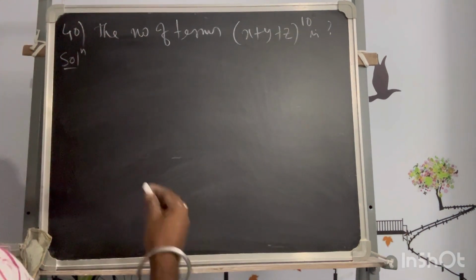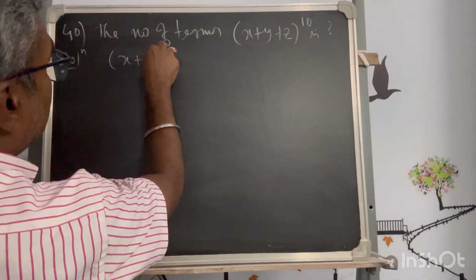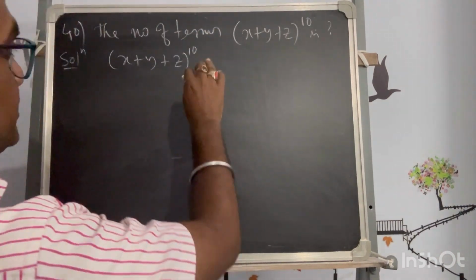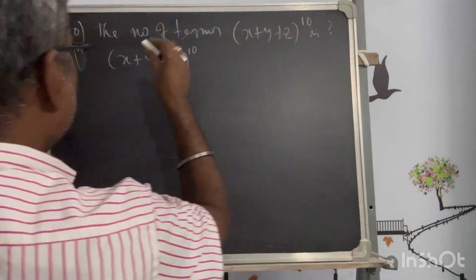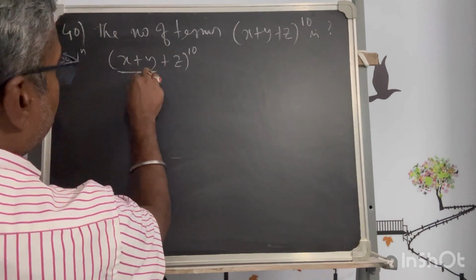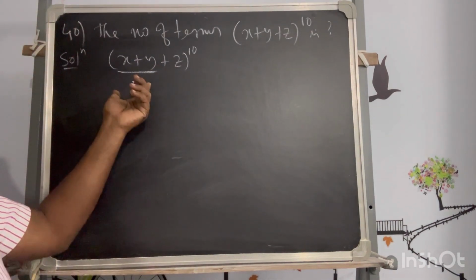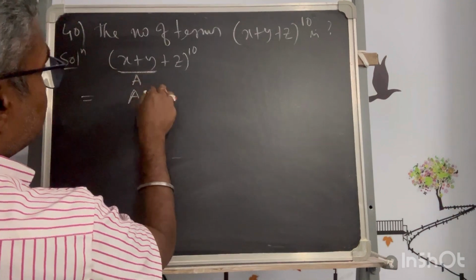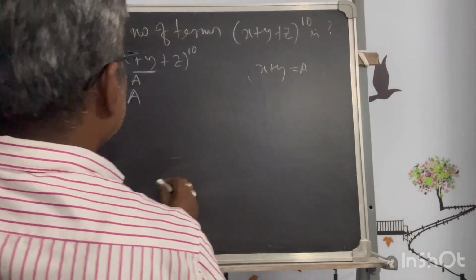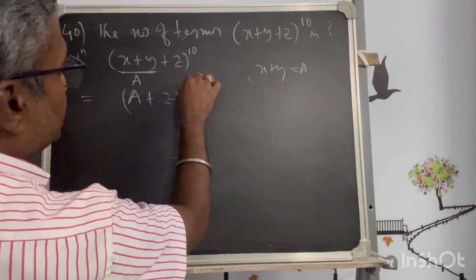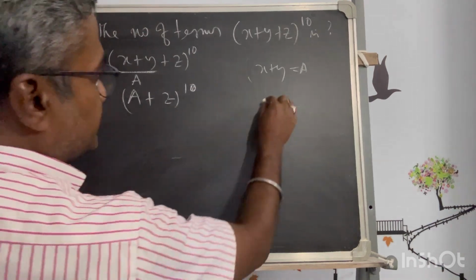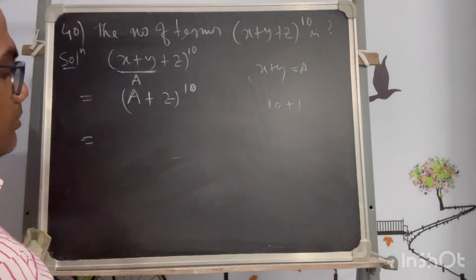Then in this case, what would be your answer? We'll start with some logic, and then I will expand it. If we practice enough, you will automatically come to know what to do. I put x plus y as a single whole term, assuming x plus y is equal to a for the time being. So this becomes (a plus z) whole to the power 10. If I expand it, how many terms will I get? 11 terms, because the power is 10 plus 1.